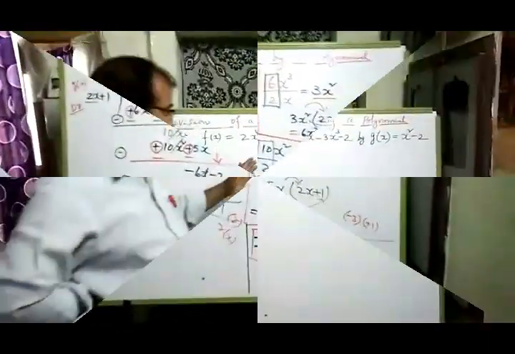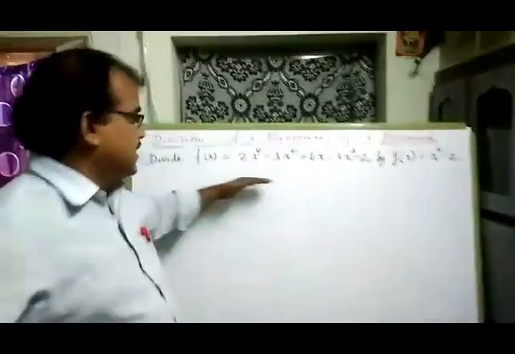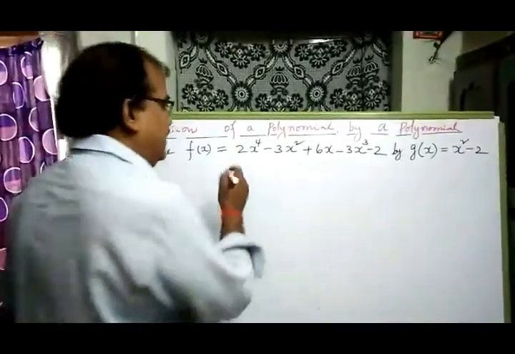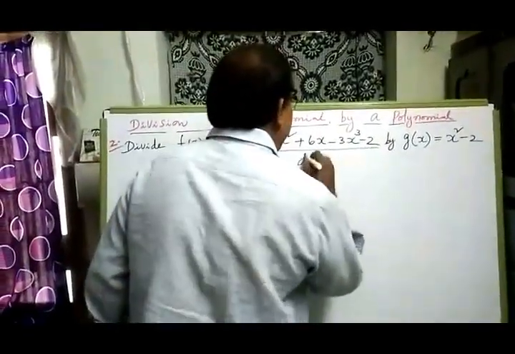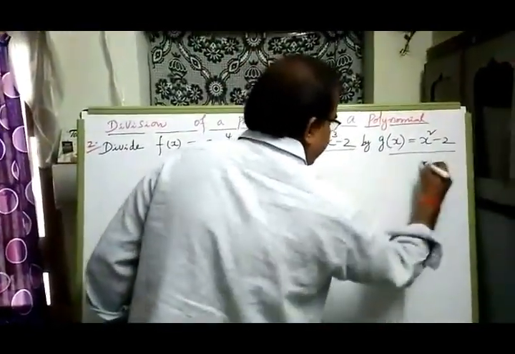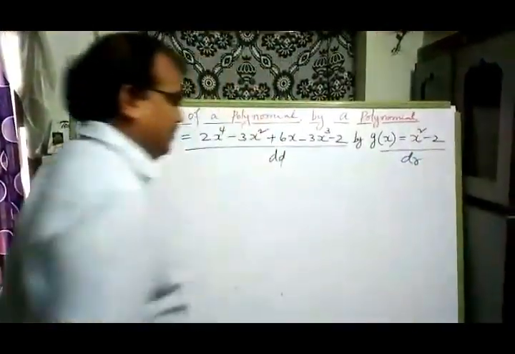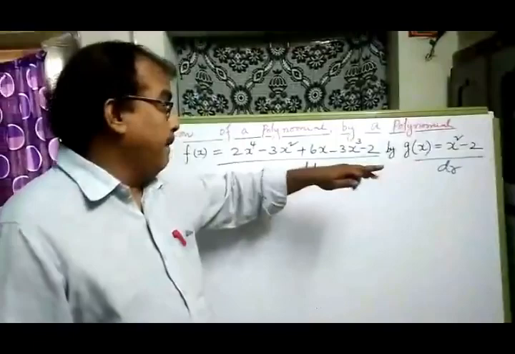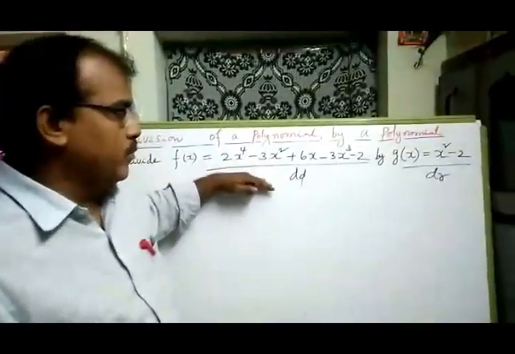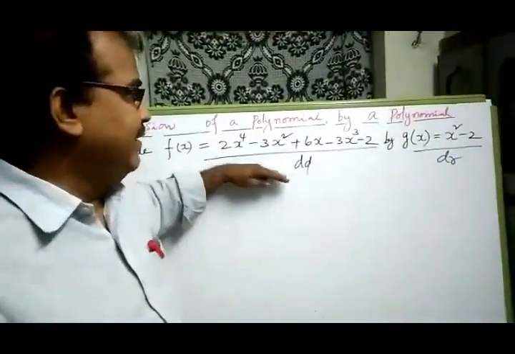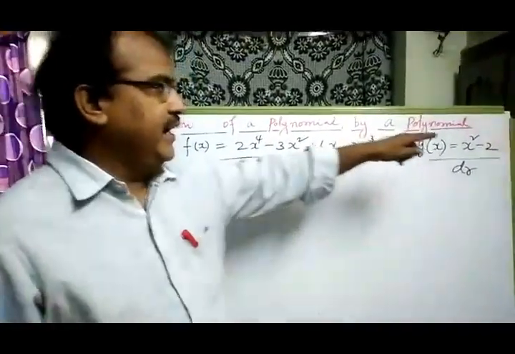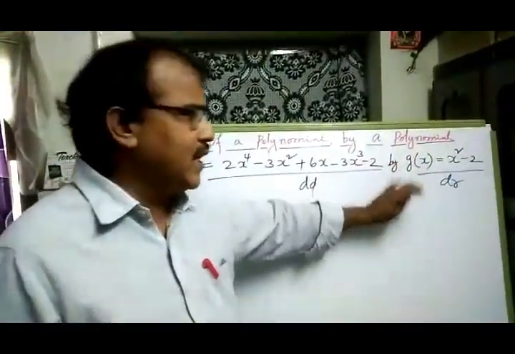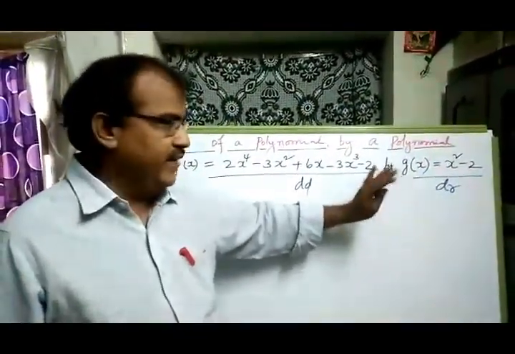Understand? One more division. The dividend is a biquadratic polynomial. The divisor is a quadratic polynomial. Degree is 4, degree is 2. Quadratic, biquadratic or quartic polynomial. In the before sum, the dividend is a cubic polynomial and the divisor is a linear polynomial. So far all the divisors we did are only linear polynomials.